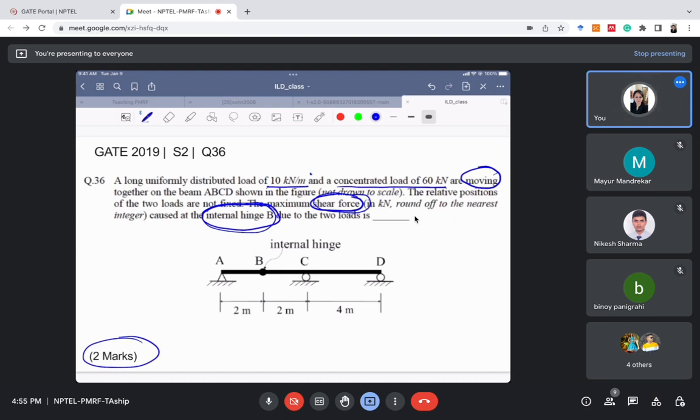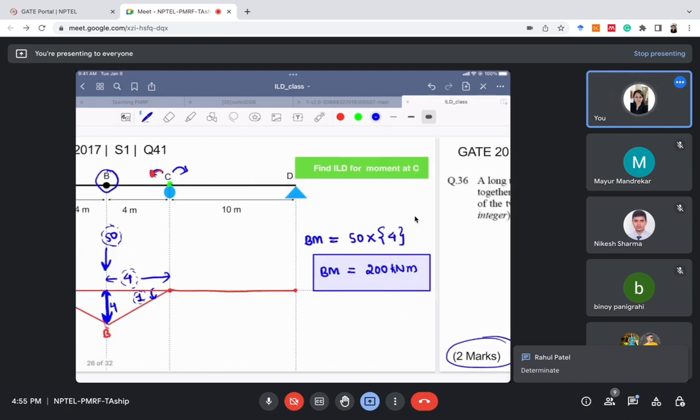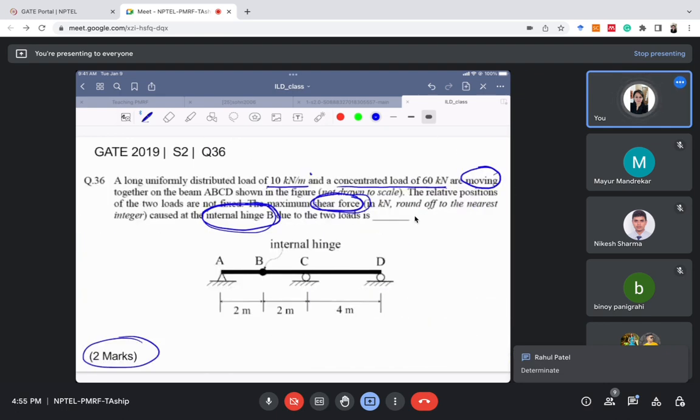Determinate or indeterminate? Same beam as before, right? It's the same beam as before. So the earlier beam was also statically determinate, and this beam is also statically determinate, right?